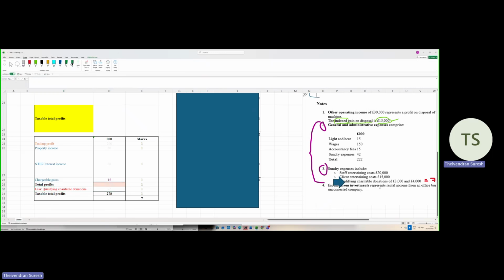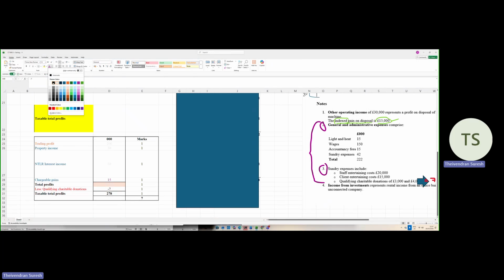So I said to you, it is 7,000. So let me put this here. We are just trying to record the items that are easy for us to make a start. So charitable donations, how are we going to find them? See here, minus 3,000 and minus 4,000, which is minus 7,000. These are the two charitable donations.